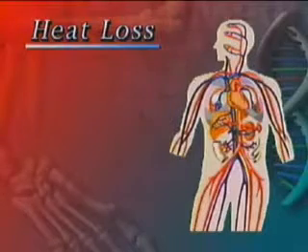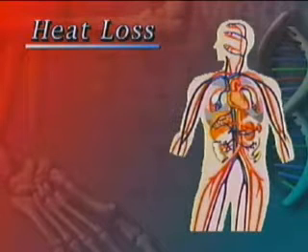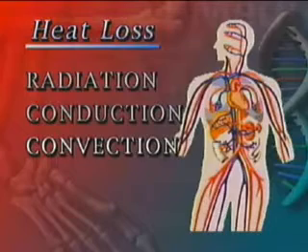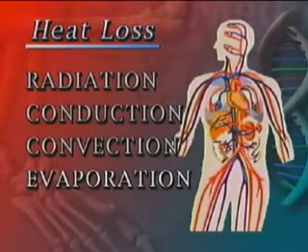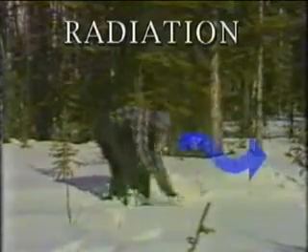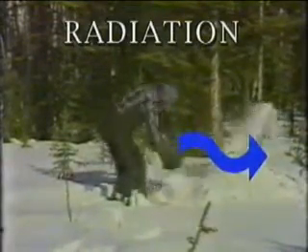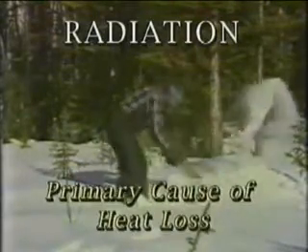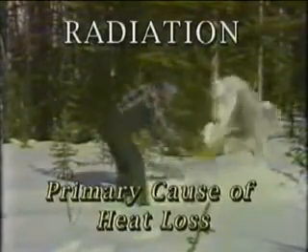Heat is lost from the body through 4 different mechanisms: radiation, conduction, convection, evaporation. Radiation is the transfer of heat waves from the body to the environment or from the environment back to the body. Radiation is considered the primary cause of heat loss.